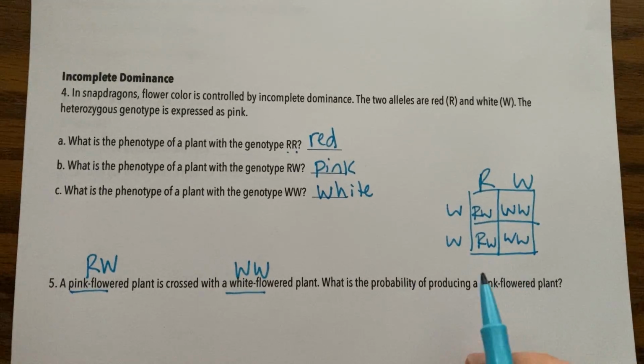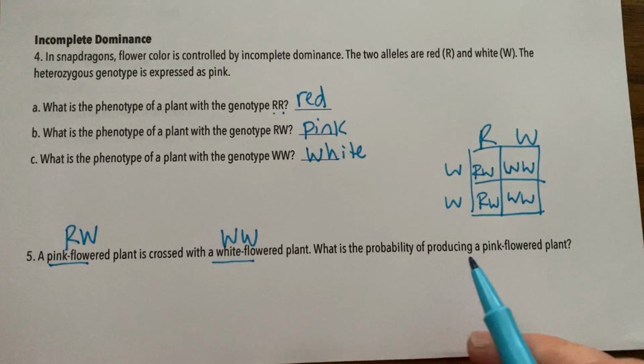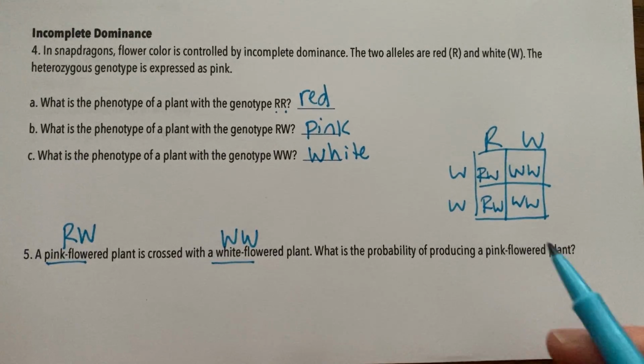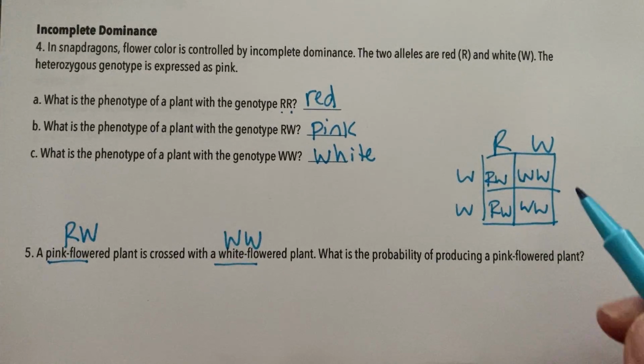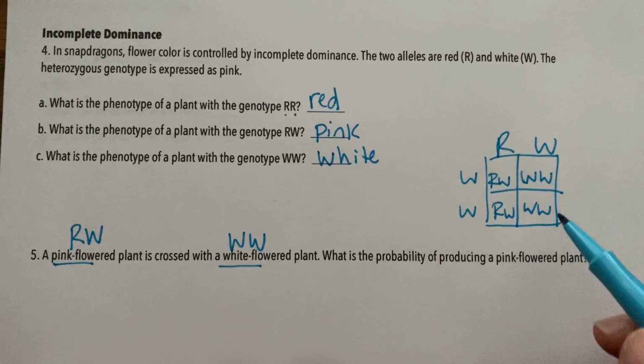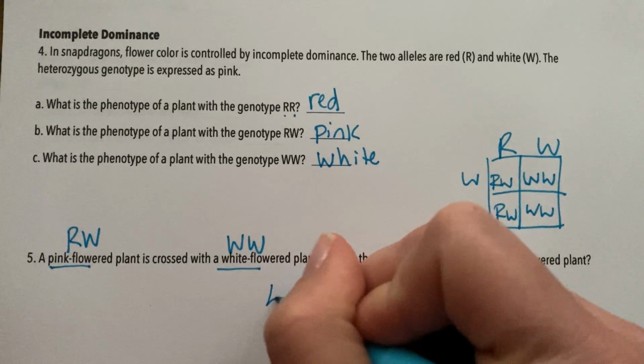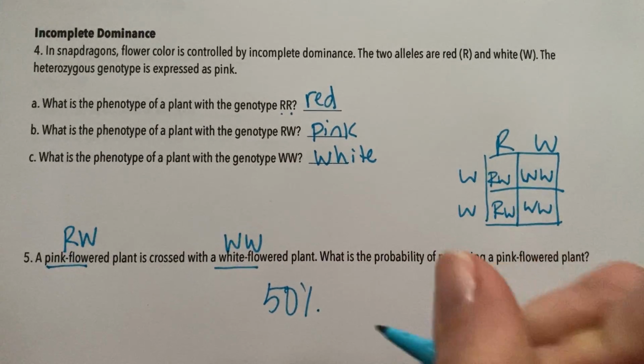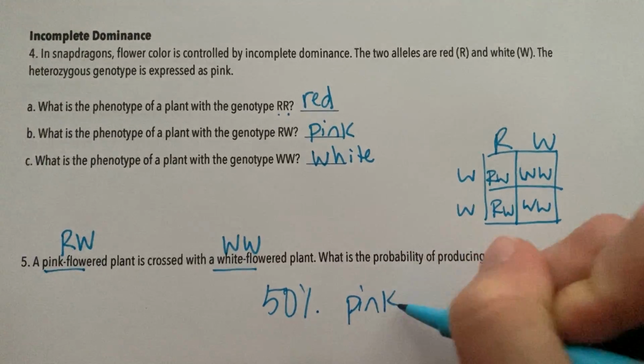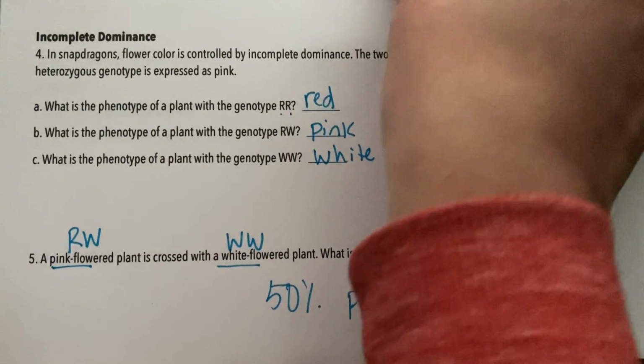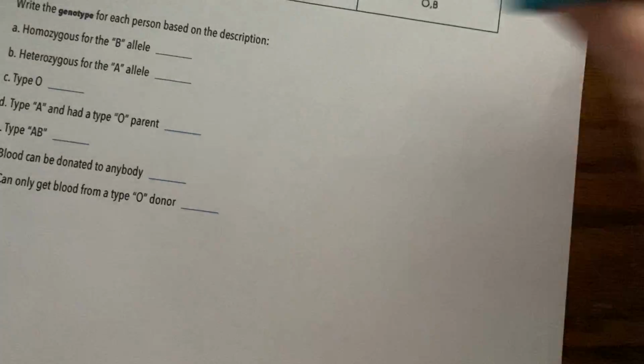That's what I get. Back to the question, it says, what is the probability of producing a pink flowered plant? Well, pink is RW. 2 out of the 4 boxes are pink. So my probability is going to be 50% that will be pink. Okay, a few more problems for you.